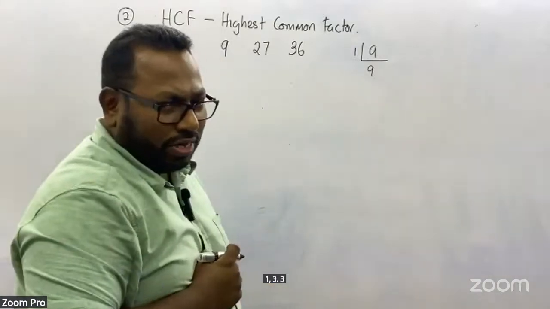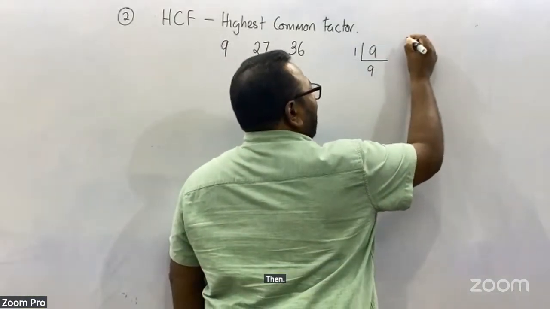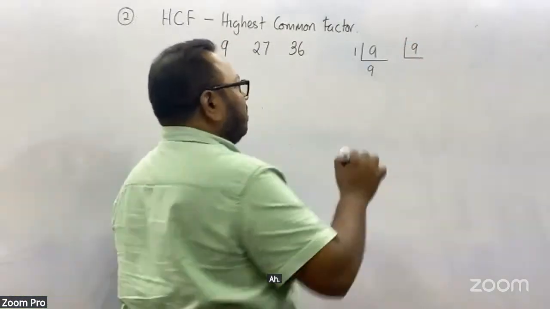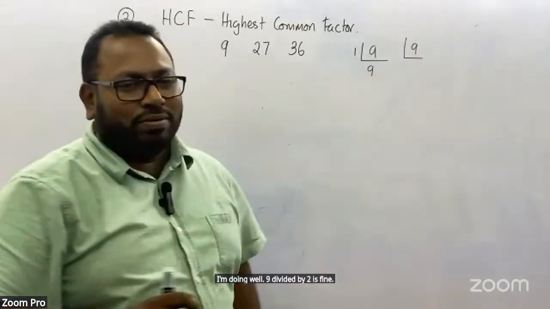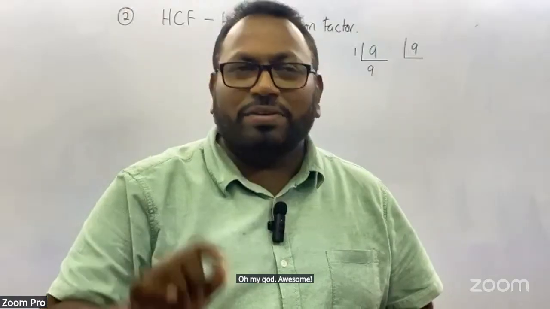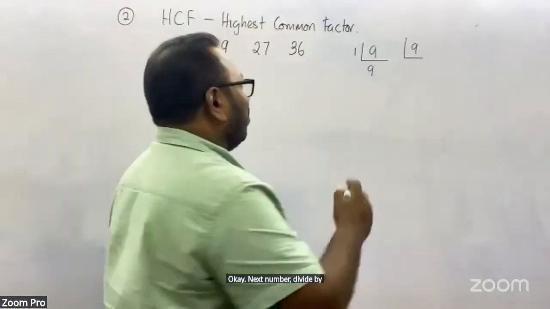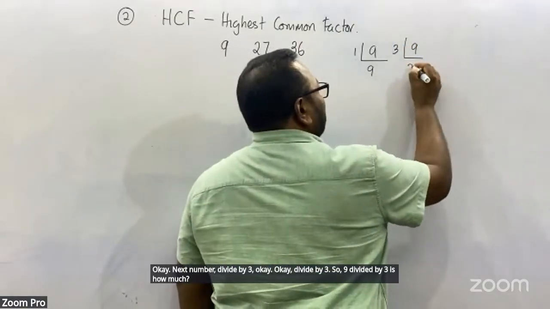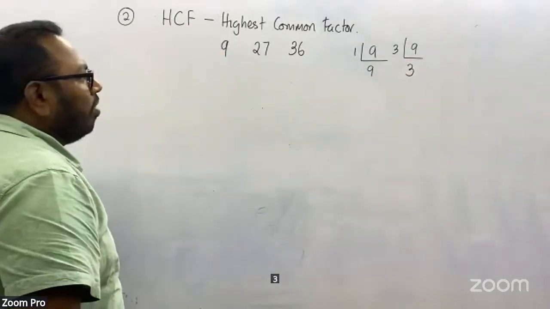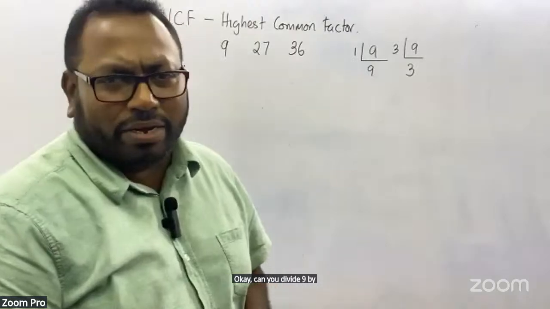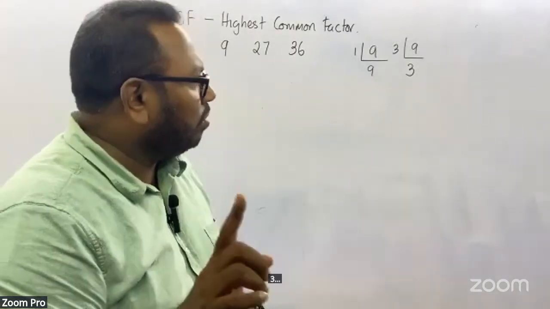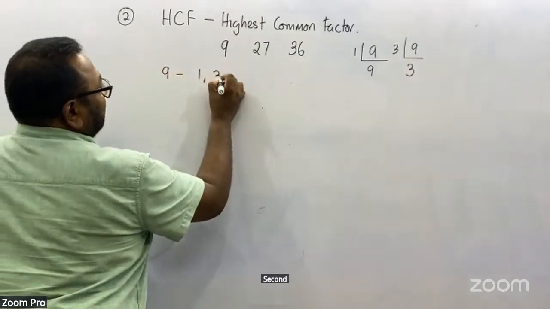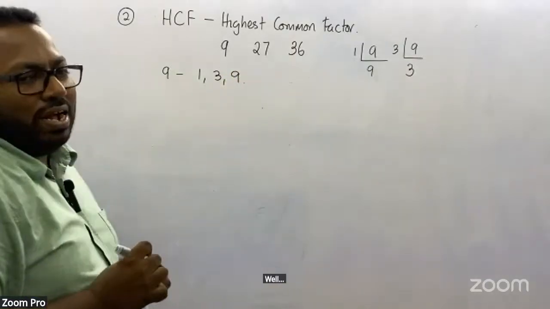Then can you divide 9 by 2? No, sir, it is an odd number. Next number, 3. We can divide by 3. So 9 divided by 3 is how much? 3. Can you divide 9 by any other number? You can't. So therefore, 1, 3 and 9 are the factors.